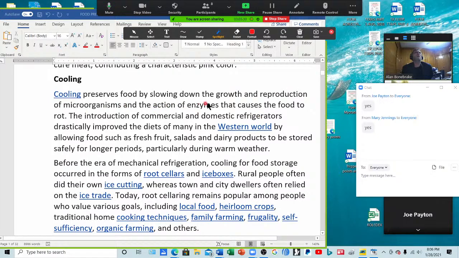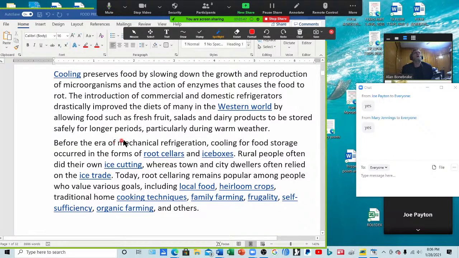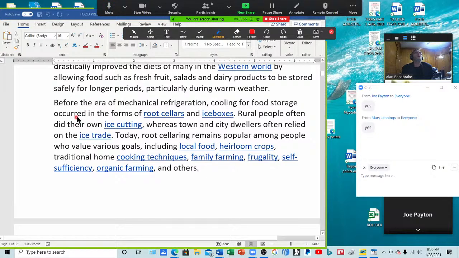Cooling preserves food by slowing down the growth and reproduction of microorganisms and the action of enzymes that cause the food to rot. The introduction of commercial and domestic refrigerators drastically improved the diets of many in the Western world by allowing foods such as fresh fruit, salads, and dairy products to be stored safely for longer periods, particularly during warm weather. Before the era of mechanical refrigeration, cooling for food storage occurred in the forms of root cellars and ice boxes. Rural people often did their own ice cutting, whereas town and city dwellers often relied on the ice trade.